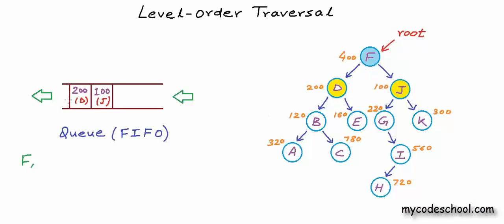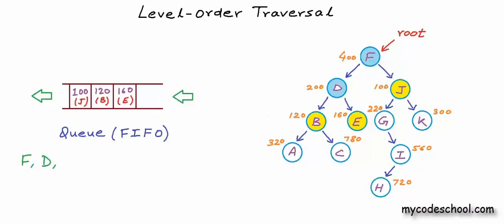Okay, so now we can dequeue and visit this node at address 200. And once again, before I move on from this node, I need to enqueue its children. So now at this stage we have 2 visited nodes, 3 discovered nodes, and 6 undiscovered nodes.